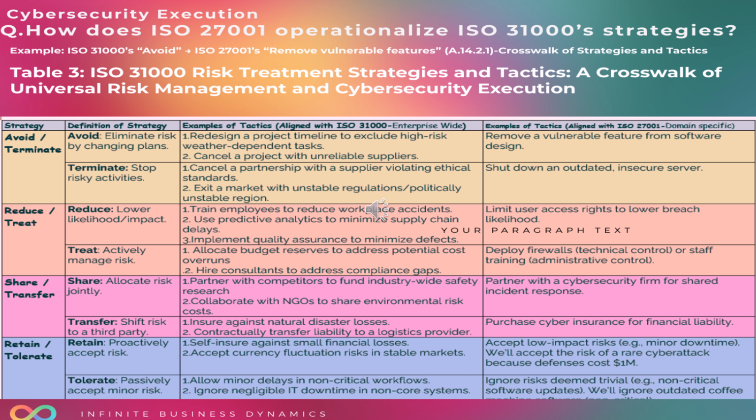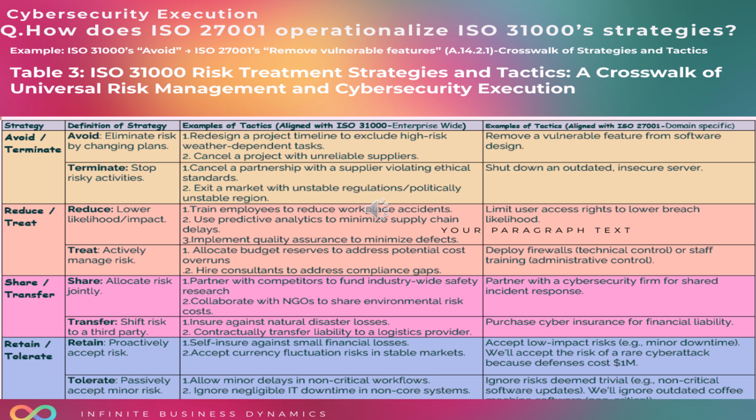Now, how does ISO 27001 put these strategies into practice? Let's look at the crosswalk. If ISO 31000 advises avoiding a risk, ISO 27001 enforces it by removing vulnerable software features during development, as outlined in secure development policies. To terminate a risk, like outdated infrastructure, ISO 27001 mandates decommissioning legacy systems under asset management standards.